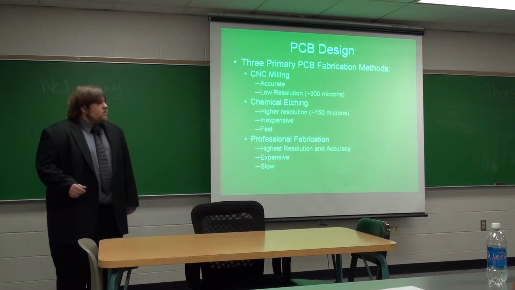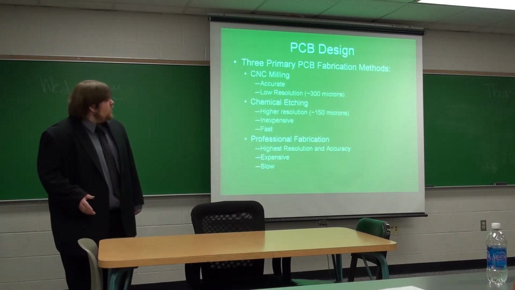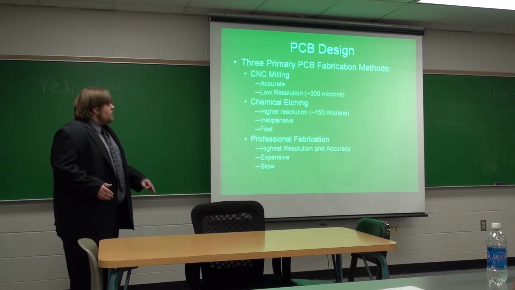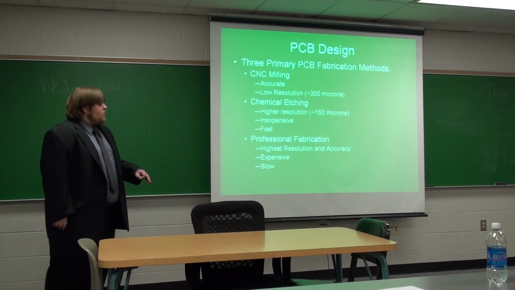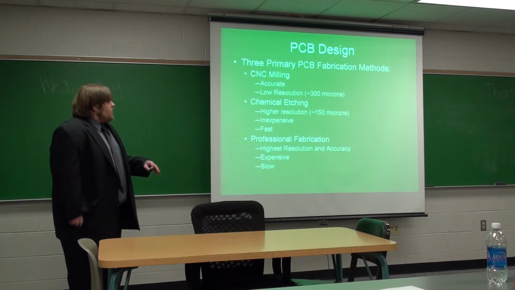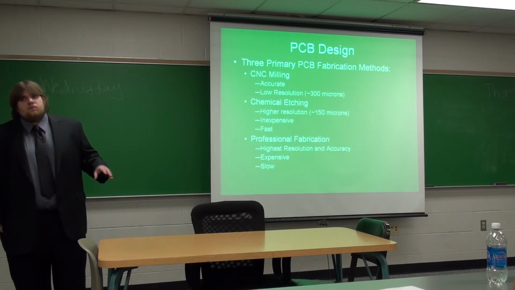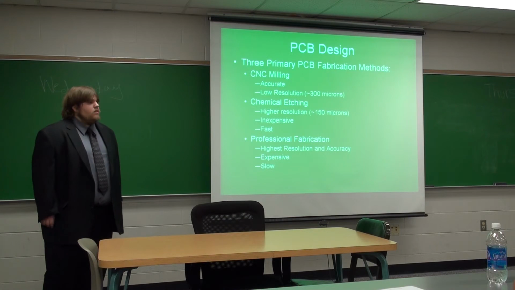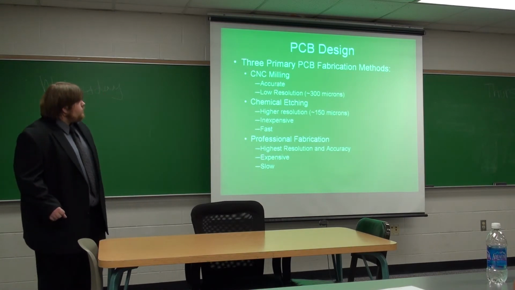It's inexpensive and it's very fast. It can be done in about an hour. And then the third option is professional fabrication, which has the highest resolution and accuracy, but it's pretty expensive and it can take 2 to 3 weeks to get the design done. So we decided to go with chemical etching for our initial prototyping, and then in the end, towards design day, we're going to go with professional fabrication for both our designs.